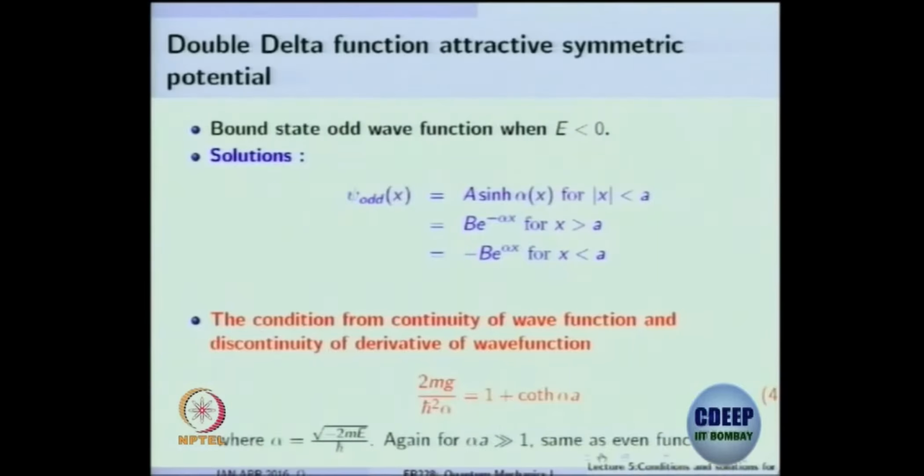So, you will have the same as what you got for the even function. For very high alpha, if you fix an A and want alpha to be very large, that means the magnitude of the energy, minus E, will be very large. Then both the even function and the odd function don't distinguish. They give almost the same energy. This is the trend we see.